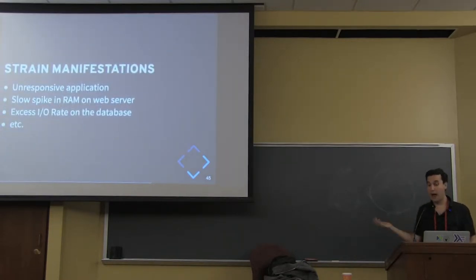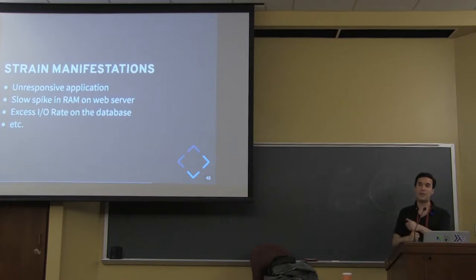So how do we see strain on an application? The application becomes unresponsive. It's not functional anymore. Business is not happening because your application is not delivering the value that it's supposed to deliver. Spikes on different metrics of your system: the read of the file starts to go up, or the RAM starts to go up. Excess IO rate with the database, right?